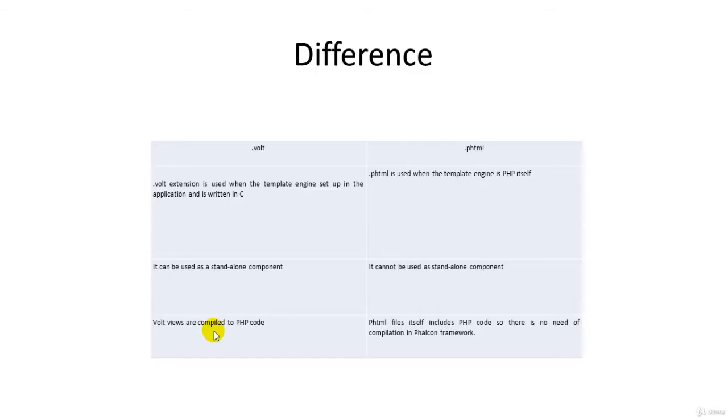So now let's work with a .volt file and understand how it works. First of all, as features of the Volt file, I would like to mention again that it is a template written in C language and it is considerably fast. Yes, if you compare it with .phtml files, it is considerably fast. It includes a set of highly integrated components which are very beneficial in Phalcon, and it can be used as a standalone component also. So Volt is compiled into pure PHP code.